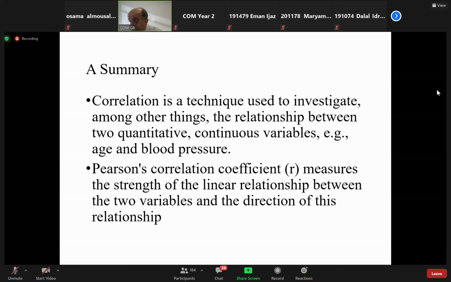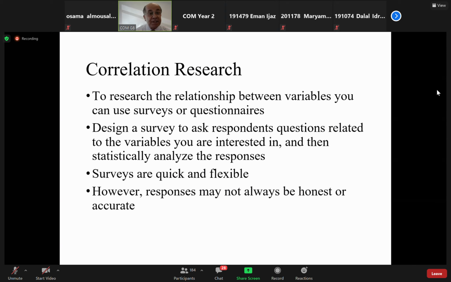Again, the Pearson correlation coefficient measures two things. Remember, what are these two things? That's the strength and the direction. Is it weak, strong, or moderate? Is it negative or positive? So it measures the relationship in two different aspects.